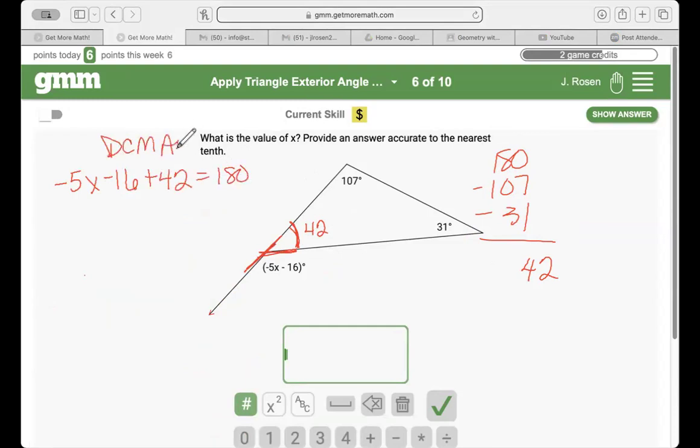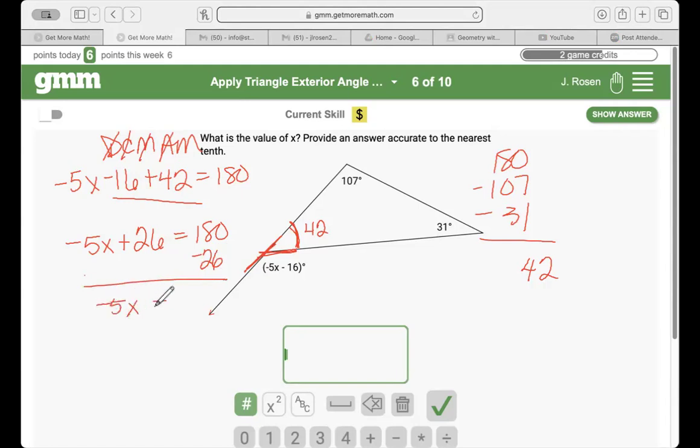And solve the equation. There's no distributive property, but I can combine these two. So 42 and negative 16 is 26. And then there's no moving smaller variables. Get rid of the addition, so I'm going to subtract 26. So 180 minus 26 is 154. And then multiplication or division, so we're going to divide by negative 5. And that's going to get us x equals negative 30.8.